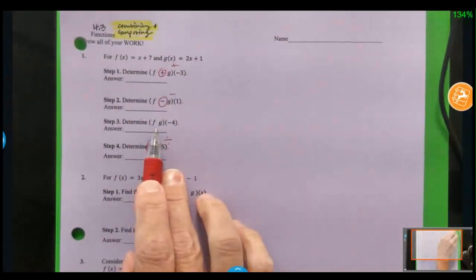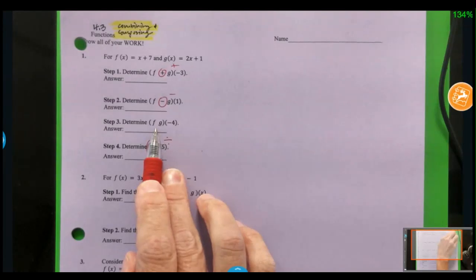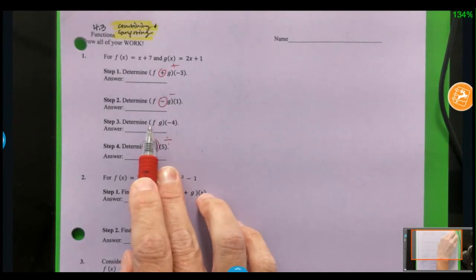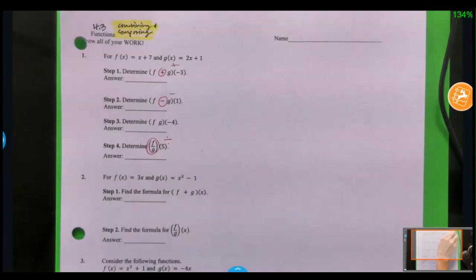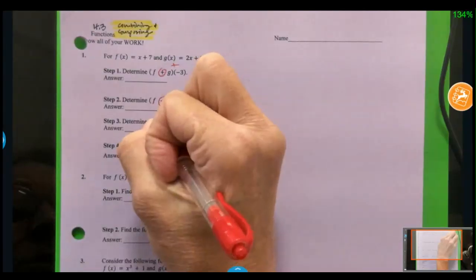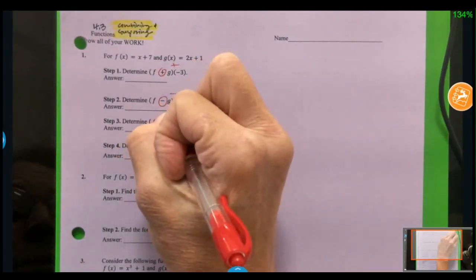This one right here, how do you know that it's not composing? Because what would have to be between that F and that G if it was a composition? A parentheses, a bracket, or a little open circle. Since none of that is there, we can assume this is a multiplication. All right, y'all try this first section right here.